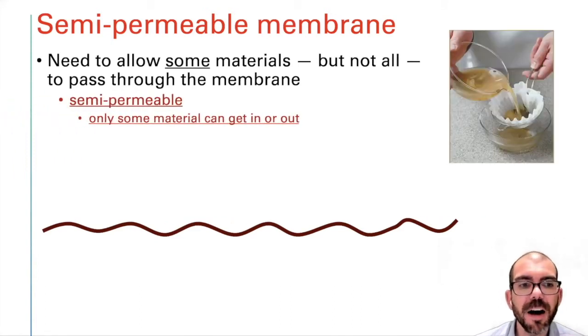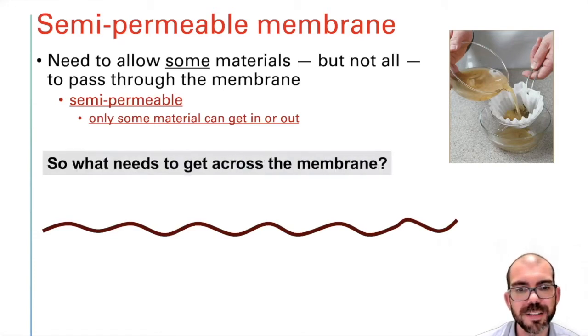Think of it like a coffee filter or a sieve. If I put coffee in a coffee filter and run water through it, small particles are able to move through the filter, but the larger coffee grounds stay behind. Same idea with the selective or semi-permeable membrane of the cell.